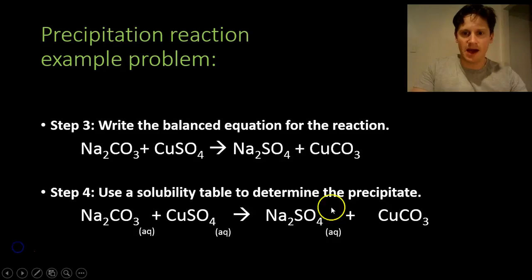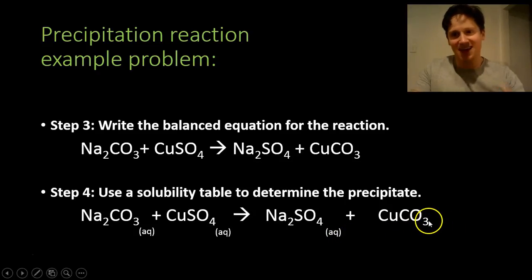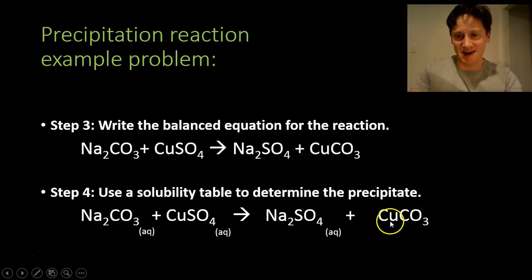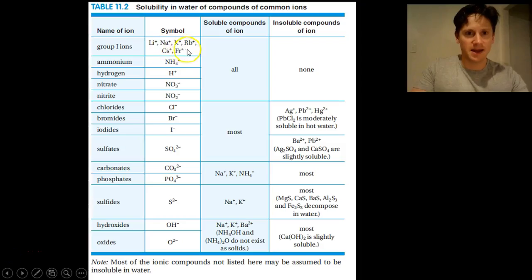So we're happy that Na2SO4 is aqueous. Okay. Now it doesn't take the most intelligent person in the world to figure out that this is probably going to be the precipitate. But let's, for the fun of it, let's just go through it anyway. So we've got CuCO3. So we'll go back to the solubility table. So we're going to scan down here until we see Cu or CO3.